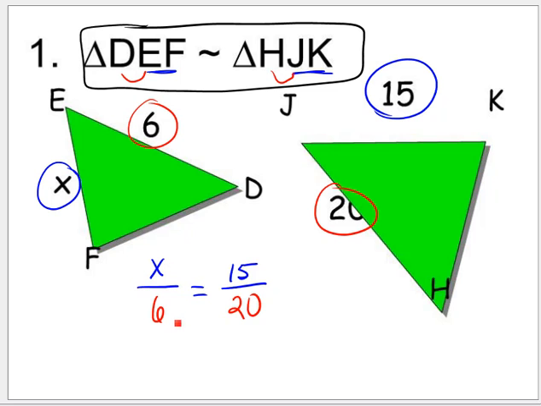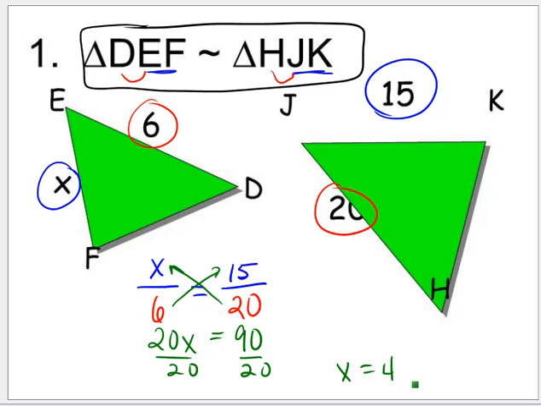The X and the 6 were in the same triangle, and the 15 and the 20 were in the same triangle, but notice how the corresponding sides line up to each other. What we're going to do now is finish this proportion by cross multiplying. I get 20x equals 90. Divide by 20 on both sides, and I get that x is equal to 4.5.